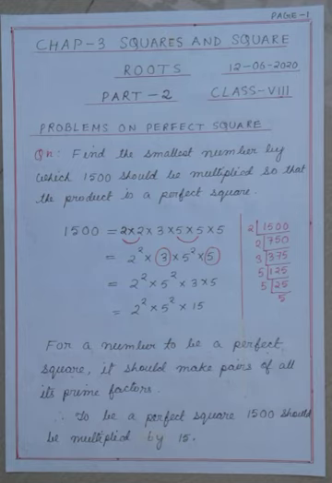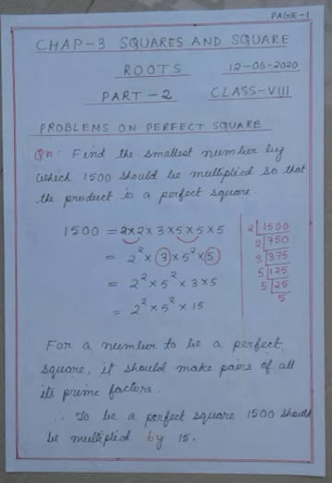For that, I have done some rough work. I have to find the prime factors of 1500. If I divide 1500 by 2, the smallest prime number, I get 750. 750 is again divisible by 2. So, I get 375. Now, I have to divide 375 by 3. I get 125.